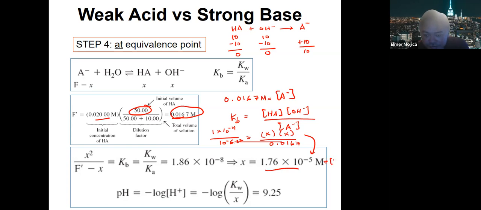So this is your hydroxide. And if you're going to get the negative log of that, that is equal to 4.75. Subtract it from 14, so you get 9.25.